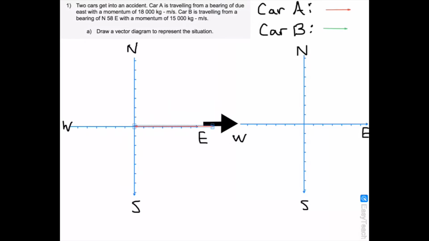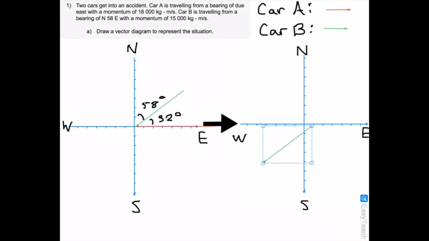So as you can see here, I'm putting car A, or vector A, on my regular diagram, and then here I'm adding car B, or vector B, and I add the 58 degrees that it says in the question, so I know they are 32 degrees apart.